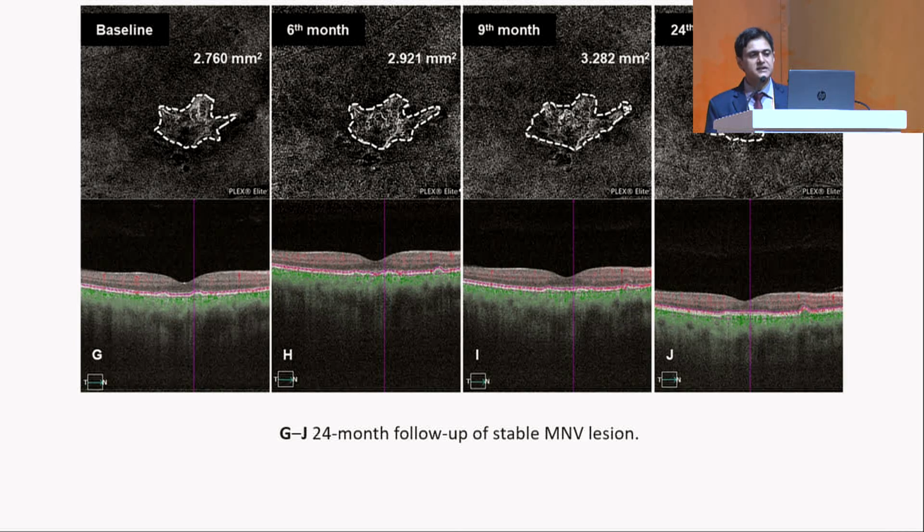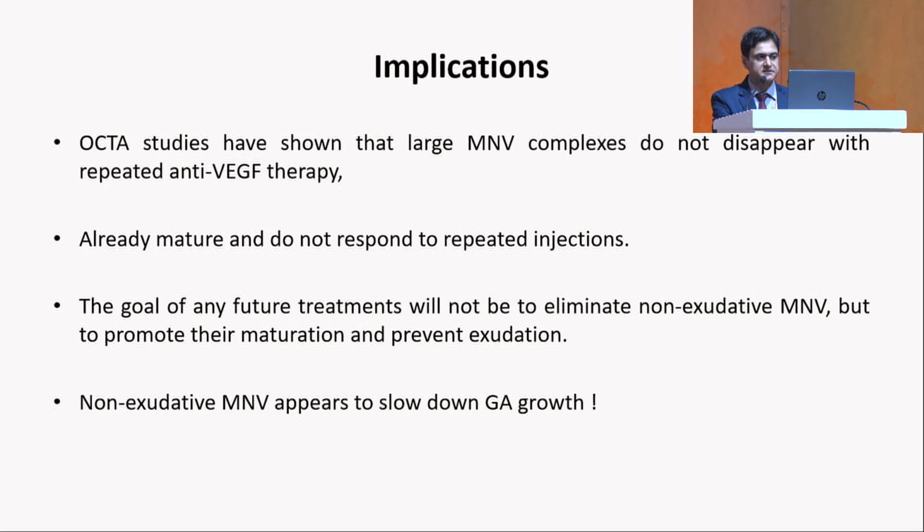So this was another case which did not worsen even at 24 months. So there was no need for treating this patient. Most of these complexes do not disappear with anti-VEGF treatment, hence we should not treat these lesions. And the goal of the treatment is not to eliminate these non-exudative membranes, but to prevent further exudation if it occurs. And as I said, they also slow down the growth of geographical atrophy, hence there is no need to treat such lesions.